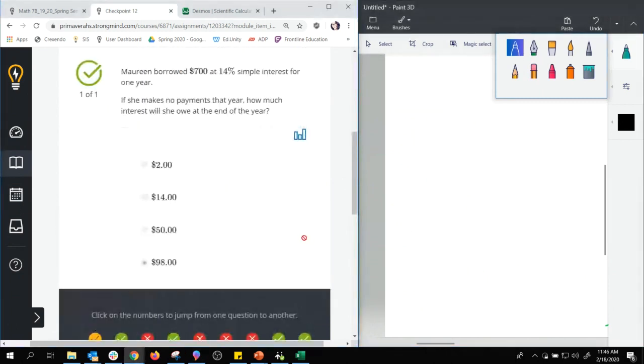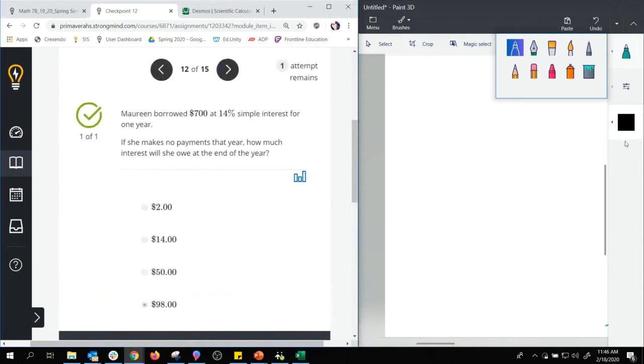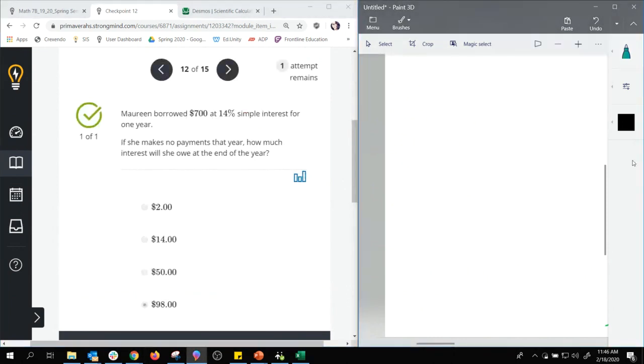All right, number 12. Maureen borrowed $700 at 14% simple interest for 1 year. If she makes no payments that year, how much interest will she owe at the end of the year?